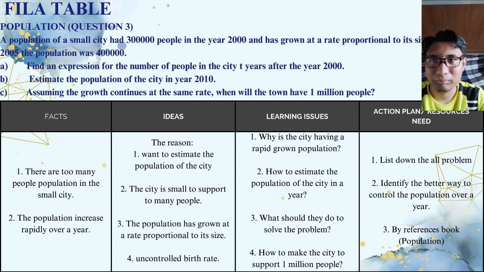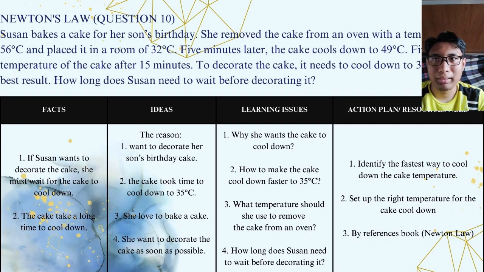For question 10, Susan bakes a cake for her son's birthday. She removed the cake from an oven with a temperature of 56 Celsius and placed it in a room of 32 Celsius. 5 minutes later, the cake cooled down to 49 Celsius. Find the temperature of the cake after 50 minutes. To decorate the cake, it needs to cool down to 35 Celsius for the best result. How long does Susan need to wait before decorating it?